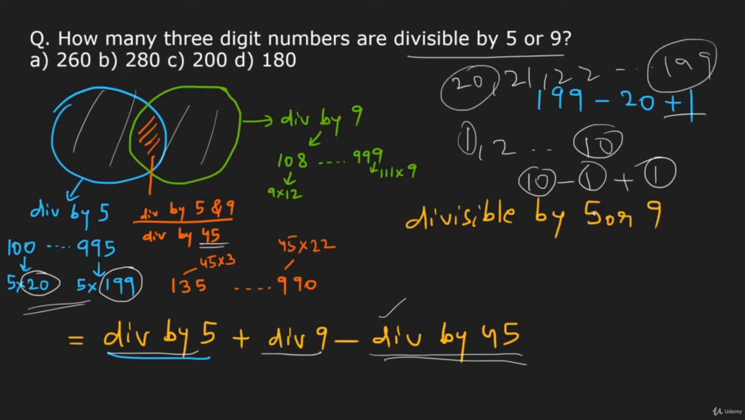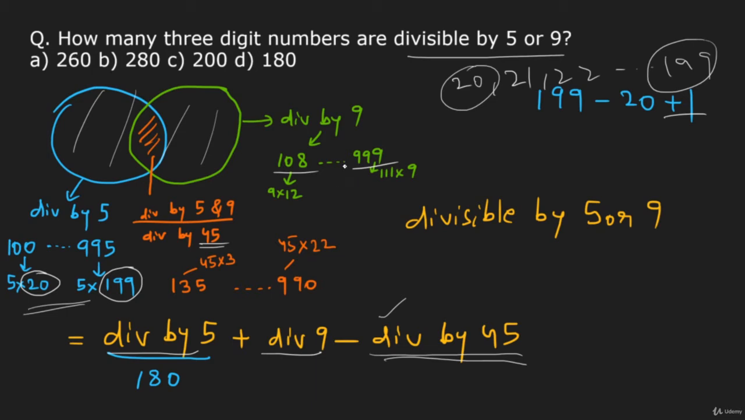That gives you the answer as 180 over here. All right, let me make some space over here. When it comes to numbers divisible by 9, we have the numbers from 108 till 999. So you need to count the numbers from 12 till 111. That's equal to 111 minus 12 plus 1, and you can see that that is equal to 100, right?